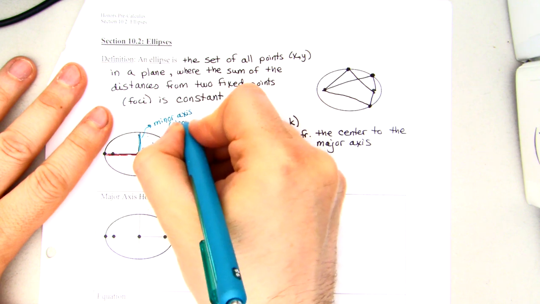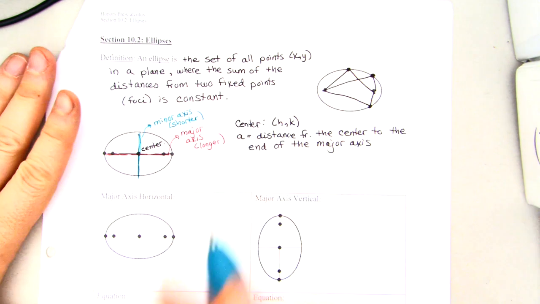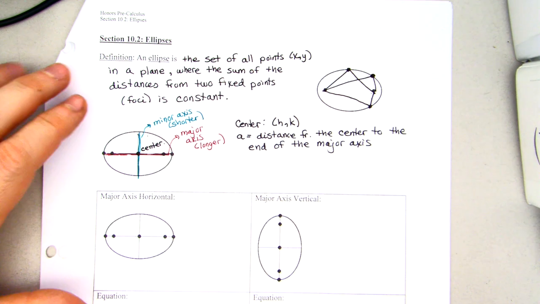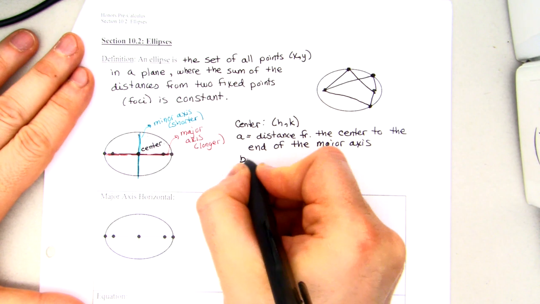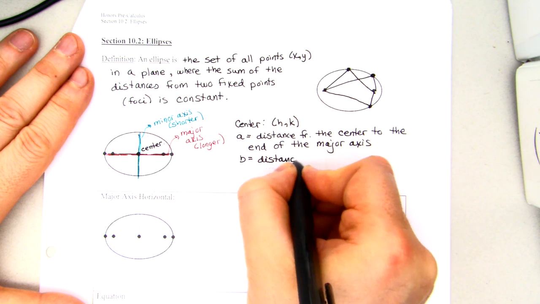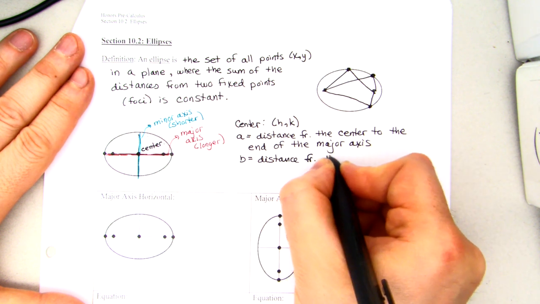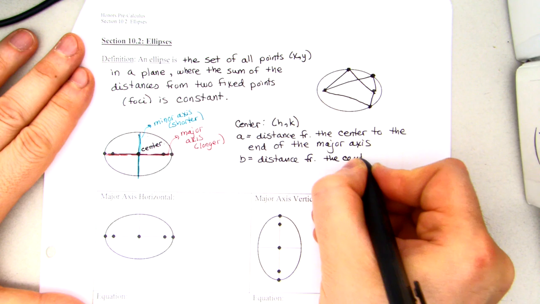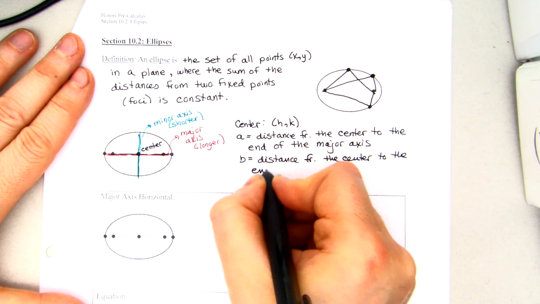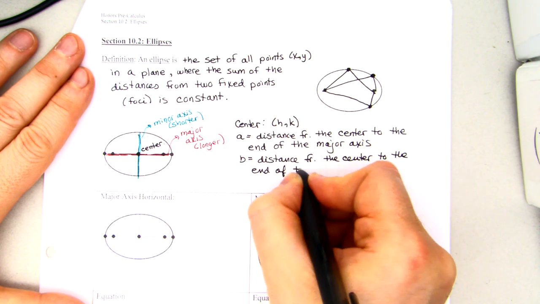Now, I'm not saying that the shorter one is always the vertical one and the longer one's always the horizontal one. We'll mess with those things in a moment, but the major axis is the longer one, the minor axis is the shorter one. I'm going to let b represent the distance from the center to the end of the minor axis.